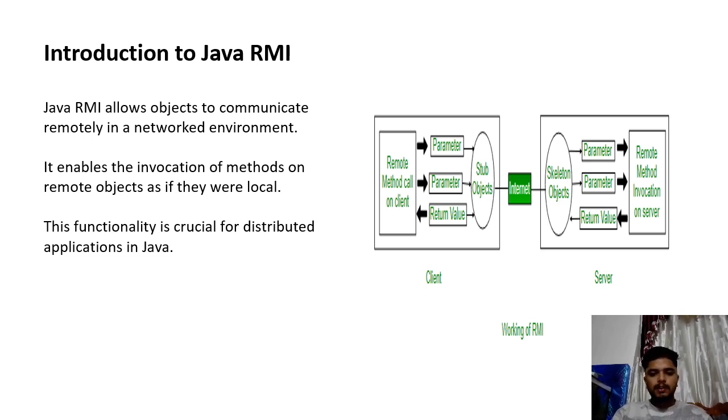Remote method call on client, parameter stub objects, return value, client side, internal skeleton objects, parameter, remote method invocation on the server. So this is the working of RMI.